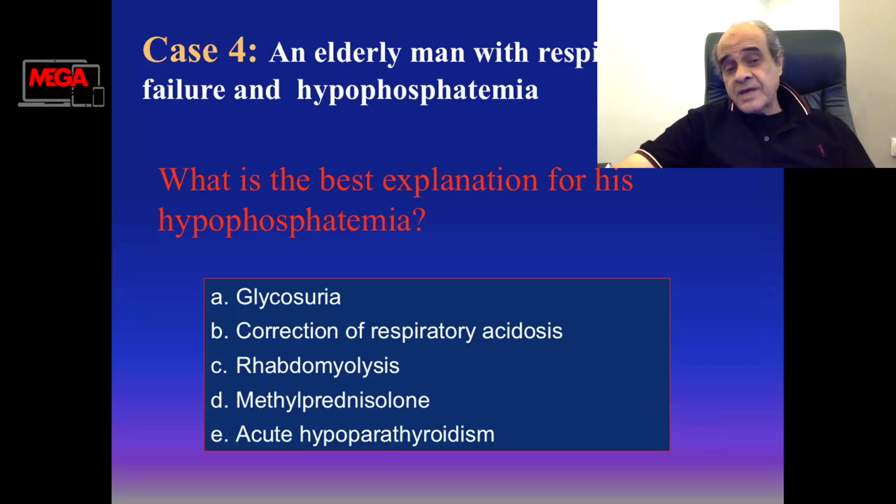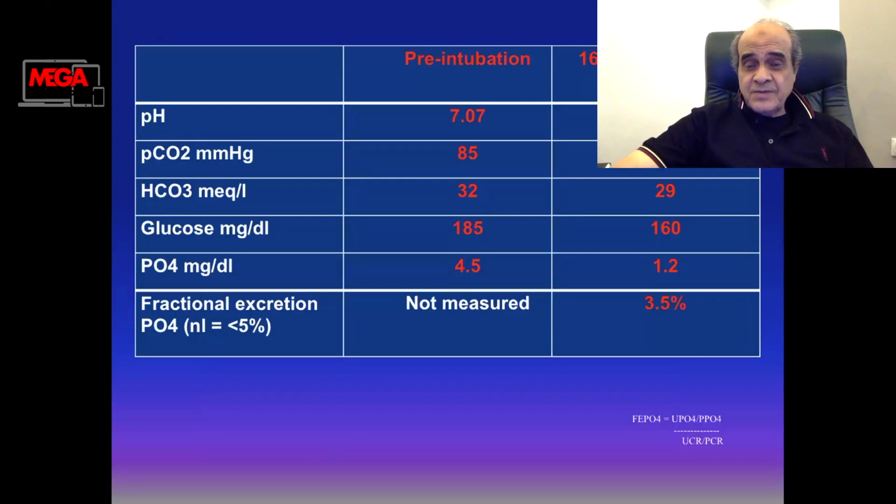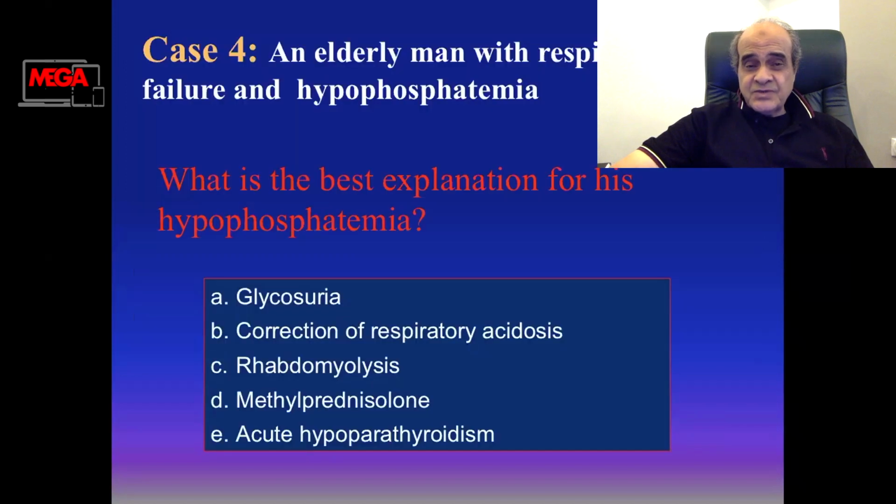Actually, glucosuria will cause a drop in phosphate level, but if we look here at the fractional excretion of phosphate, it is low, 3.5. So it is not associated with glucosuria. Osmotic diuresis always causes high fractional excretion of phosphate. The second point, correction of respiratory acidosis, I think so.